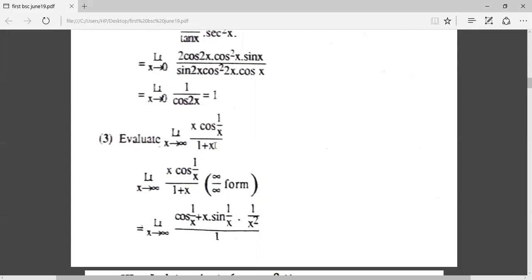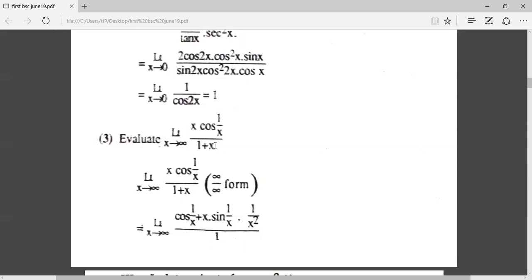Therefore, put x equals infinity. 1 by x, 1 by infinity is 0. Cos 0 is 1. 1 into infinity, therefore it is infinity. So in the numerator, you will get infinity. And in the denominator, 1 plus infinity is also infinity. So we will get infinity by infinity form. Therefore, you have to use L'Hospital rule.